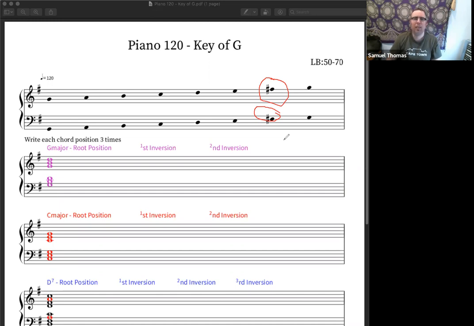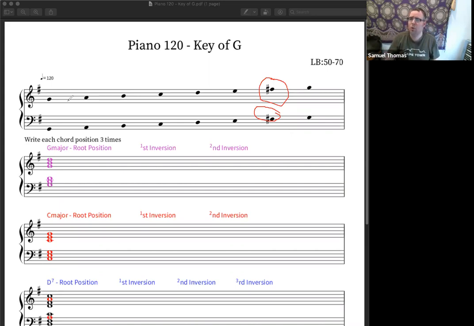Because the key of C is, first of all, the root is C. And secondly, there are only natural notes. In the key of G, the root is G. And there's an F sharp, one sharp. Okay? That makes it the key of G, no matter what you do.